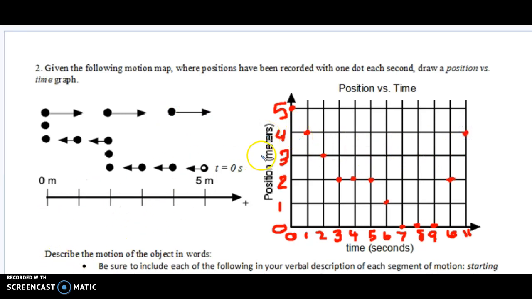The next thing I would do would be to connect these dots. I will try to make them as straight as possible. Not too bad. That one's not so great, but you kind of get the idea.